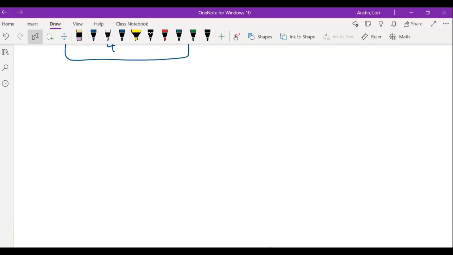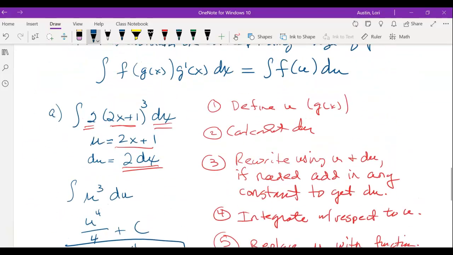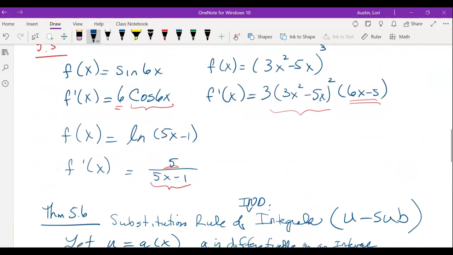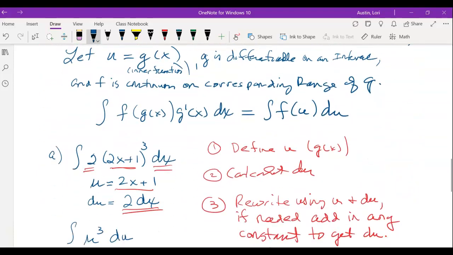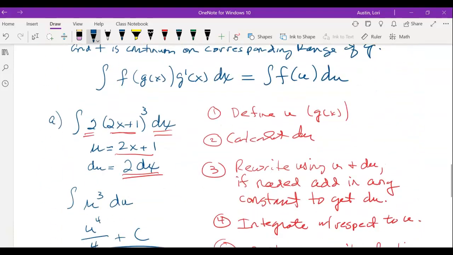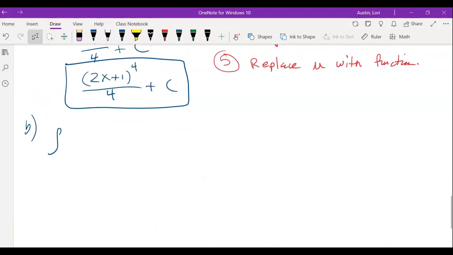Let's do another one. I've got a bunch of them to try here. And you said you wanted to do the sine one, Lucy? You were trying to figure out how to go backwards from that one? So let's do it. We want the integral of 6 cosine 6x. We know what the answer is, but let's use the steps.